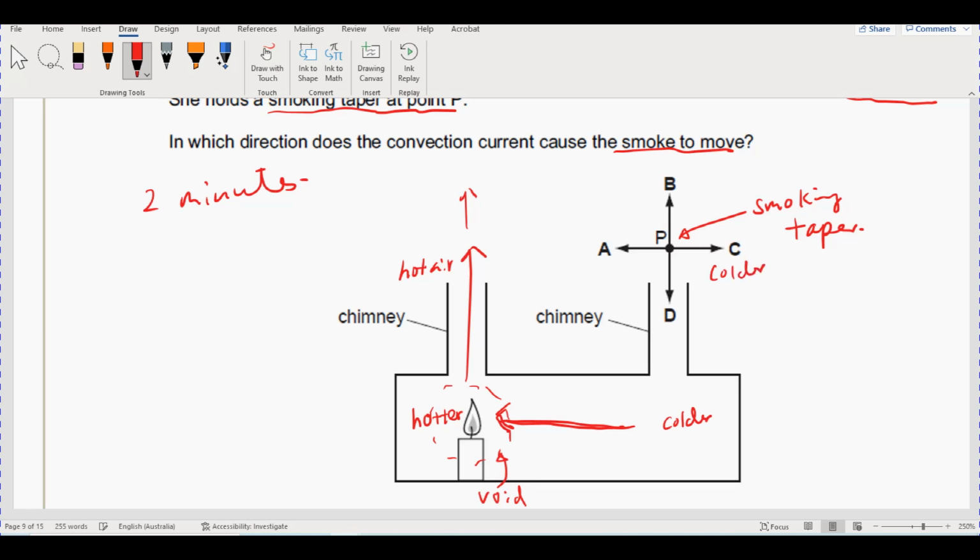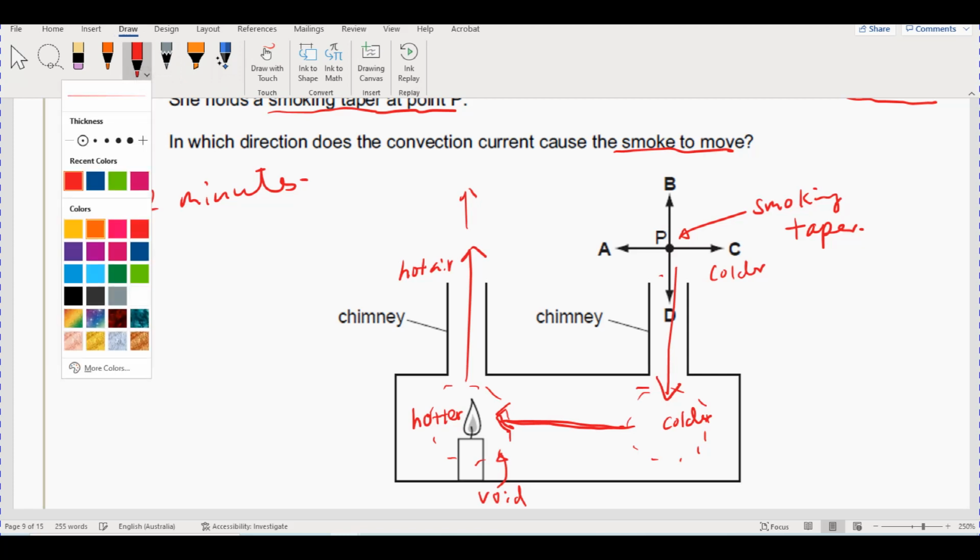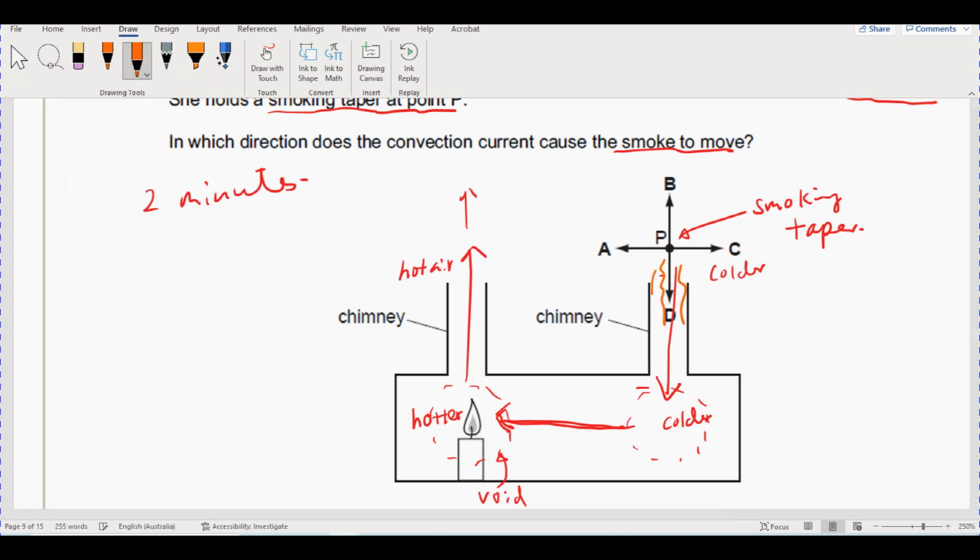So that means colder air comes to fill in the void left behind here, so there's another void created. So that means you need that cold air from above to come in to fill that void. In doing so, those cold air will drag the smoke with it. Okay, so that means the smoke will go from that chimney downward through the chimney.